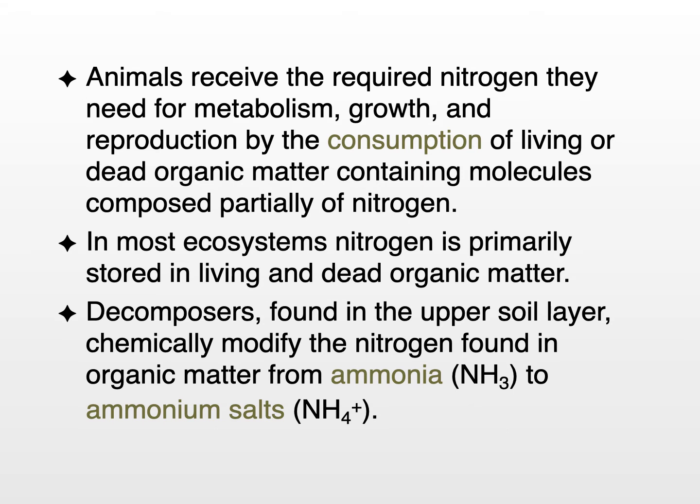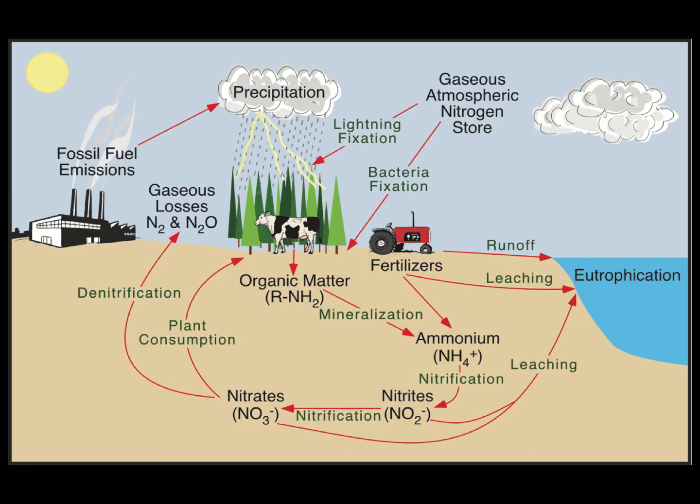But those, of course, aren't forms that plants want to take up with their roots from the soil layer. They want it in the form of ammonium salts, and they also want it in the form of nitrates. So the conversion of organic matter to ammonium salts is called mineralization. Mineralization is carried out by a variety of bacteria, actinomycetes, and fungi.